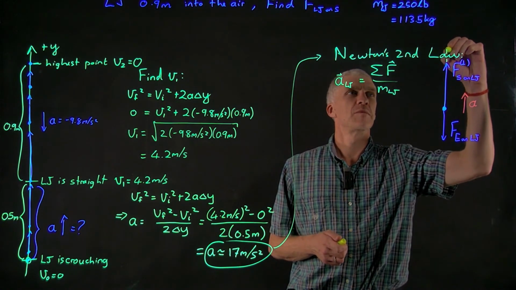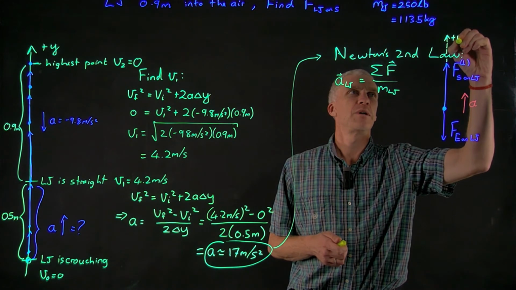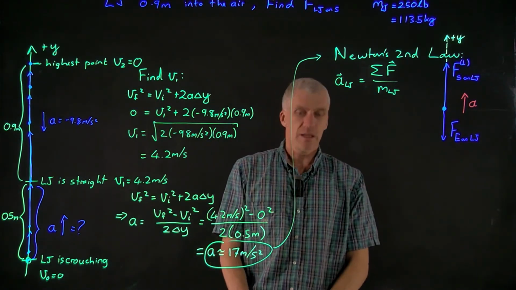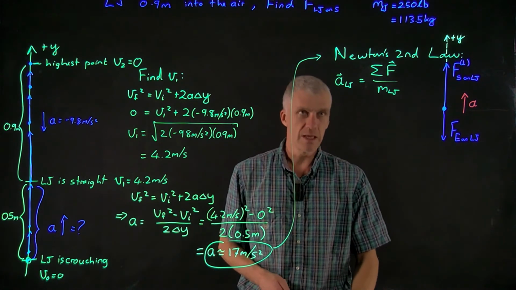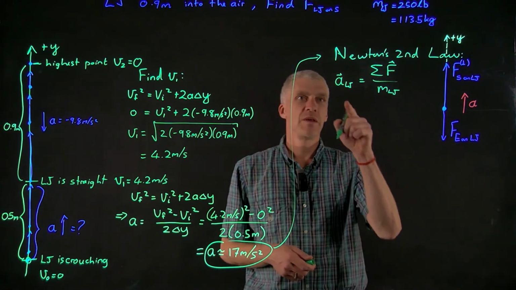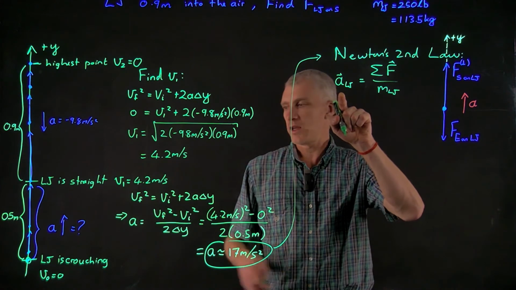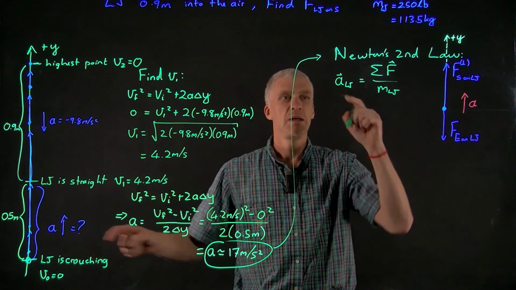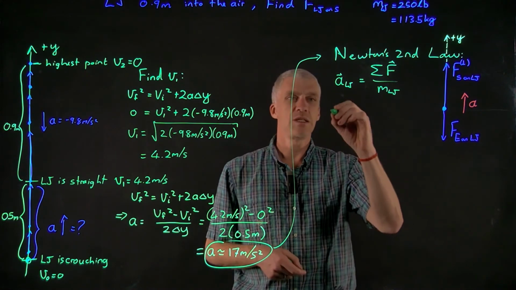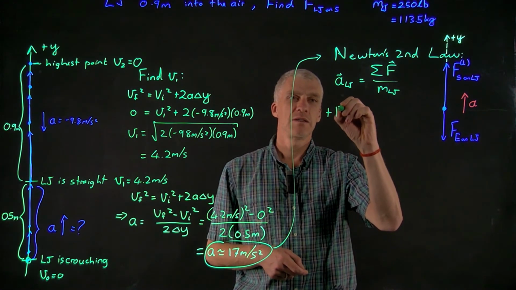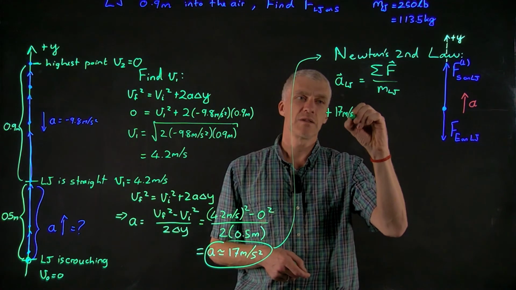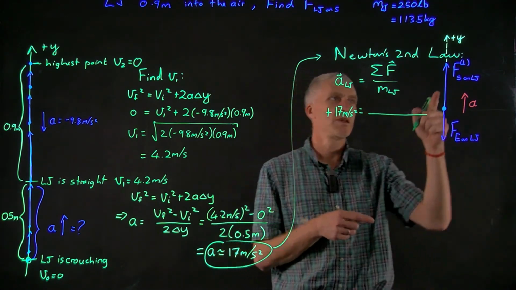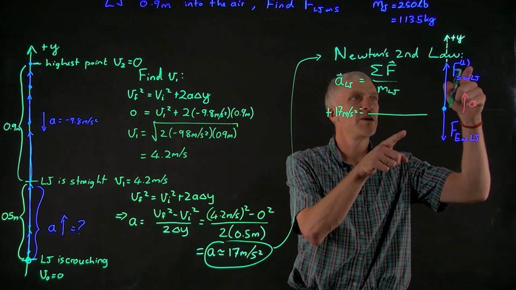The other thing I need to do, of course, is to remember to put this in a coordinate system. So let's make up a positive y, just like it is over here. Let's keep it consistent. Now we can start plugging into the equation. The acceleration of LeBron James is positive because up is positive, and we found that it was 17 meters per second squared. So I put positive 17 meters per second squared equals, and now there's two forces being exerted on LeBron James. I'm going to translate from the force diagram.